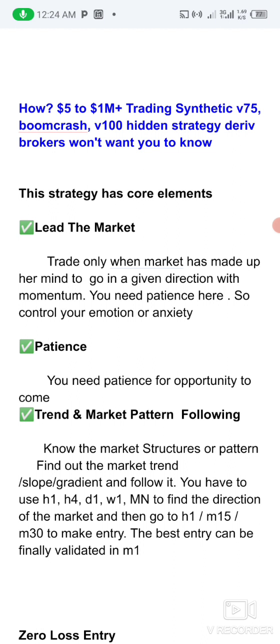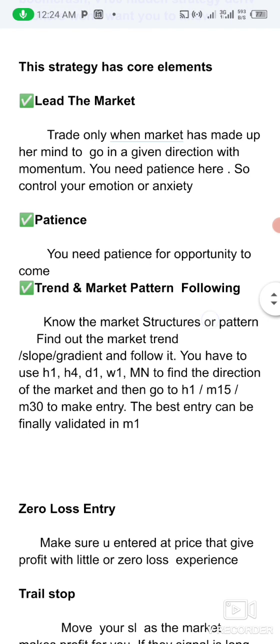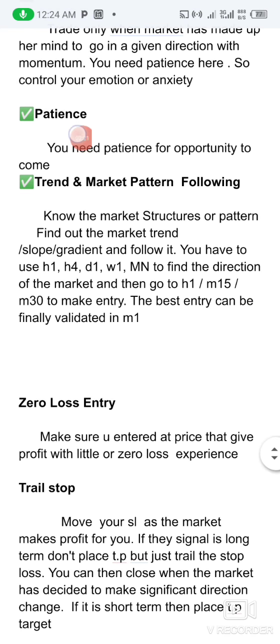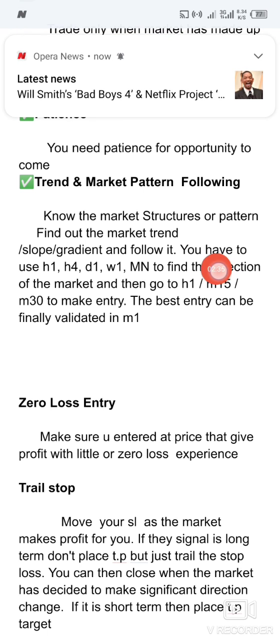This strategy has core elements. The first one is: lead the market. Trade only when the market has made up her mind to go in a given direction with momentum. You need patience here, so control your emotion or anxiety. Another core element of the strategy is patience. You need patience for opportunity to come. It might take a couple of days, weeks, or months for you to see an opportunity, and once it comes, you are good to go.